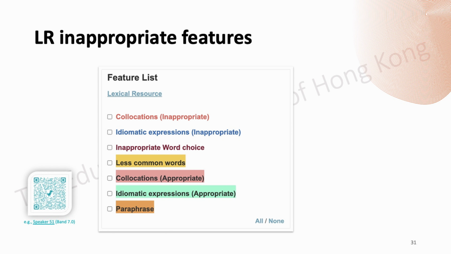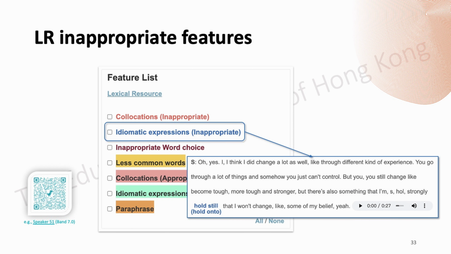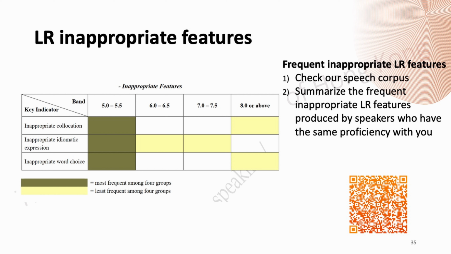If you scan this QR code, it will bring you to the Lexis page of Speaker 51, who is a Band 7 candidate. As you can see from the feature list here, he or she will still have some inappropriate collocations, inappropriate idioms, and inappropriate word choices. So it means that you won't need to be 100% perfect to get a Band 7 in this aspect. From the summary table of inappropriate lexical features here, however, it is still certain that we should try to avoid most of the inappropriacy for a higher score.